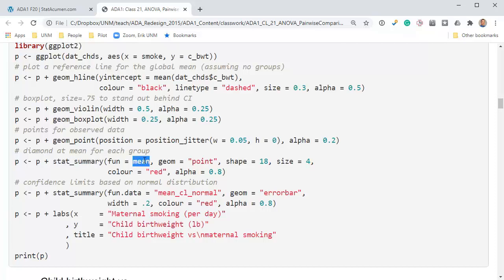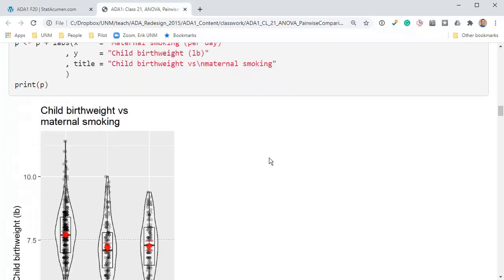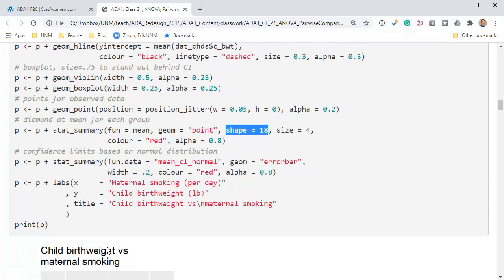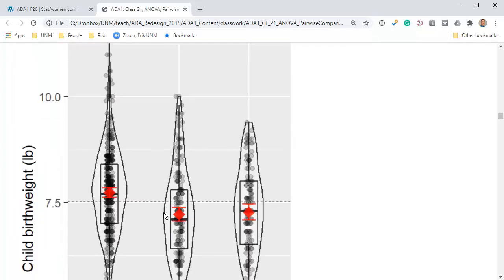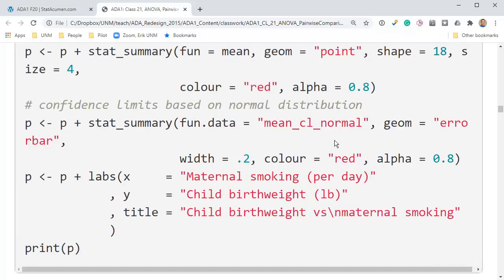We've got summaries, which are the means for each group, and I just did shape 18, which is the diamond that we see here. I like the diamond, I've mentioned this before, because it gives you corners, and that left corner is the actual value of the mean, where it's a little harder to see where the actual middle is if you've got triangles or circles or squares. I also have a stat summary, which is a confidence interval: mean CL, confidence limits based on the normal distribution. And I'm plotting that with error bars. Those are a little bit hard to see here, but you can see those horizontal lines above and below with a connecting line that goes up and down through the diamond. That's the confidence limits.